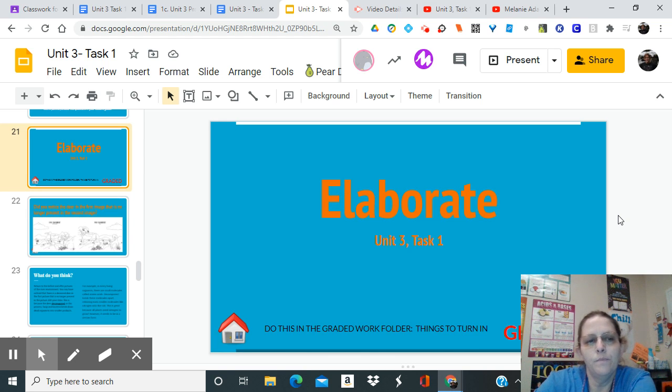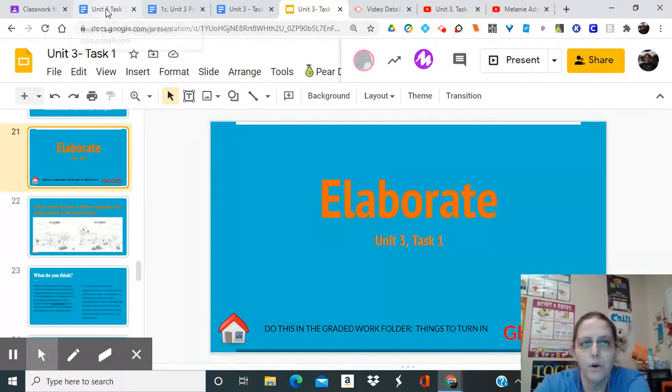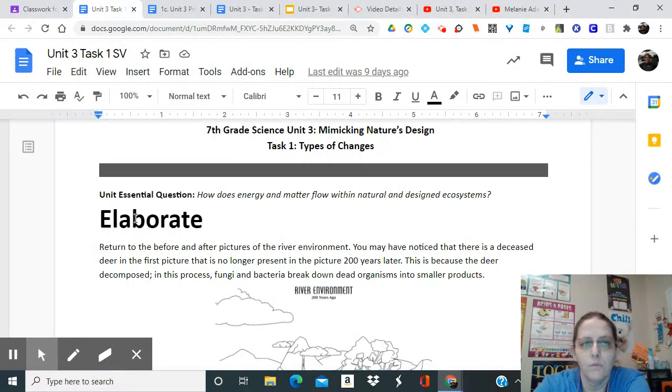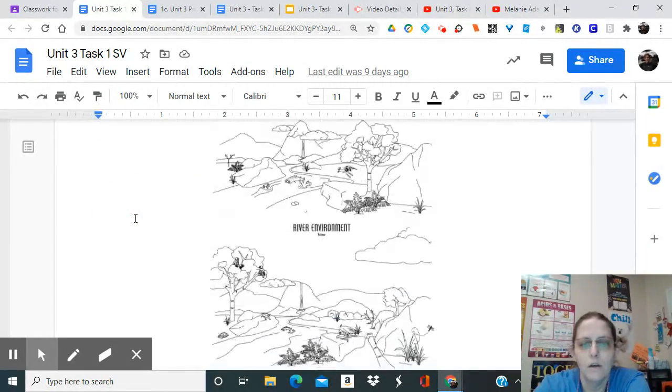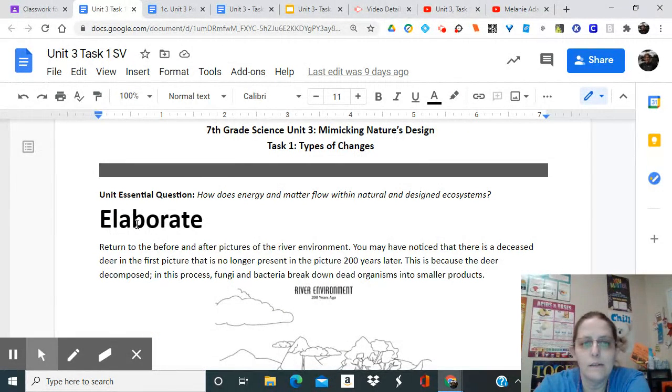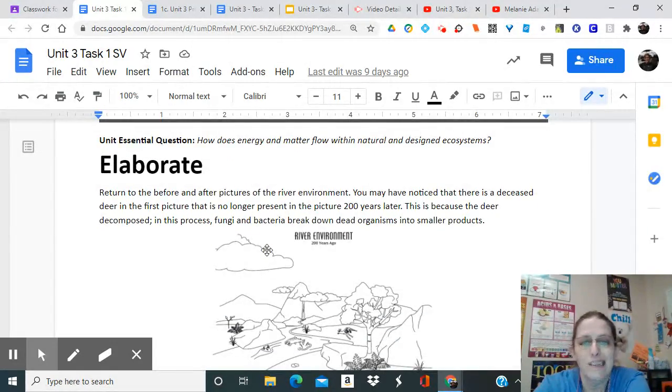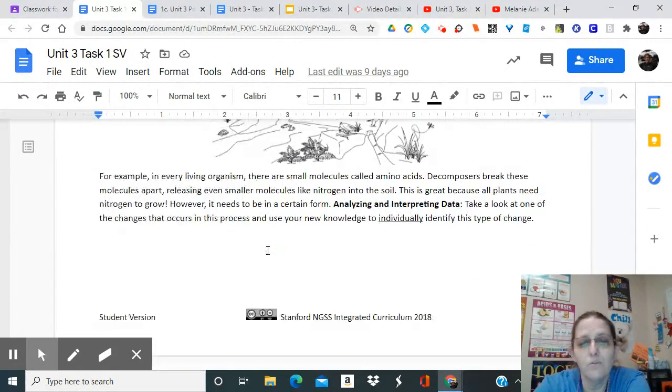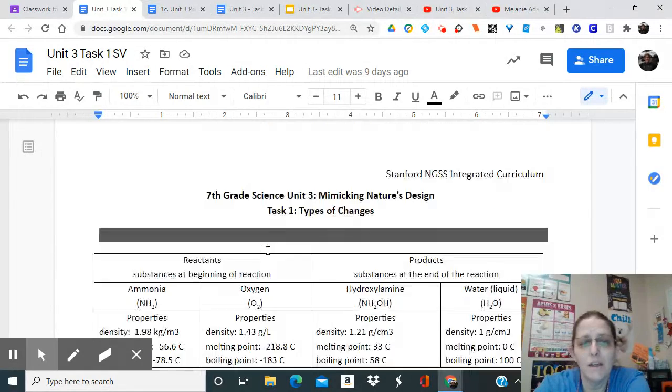Hey there. So this is the elaborate section of Unit 3, Task 1. This is a graded assignment. So please do this in the graded work folder called Things to Turn In instead of your Task 3 student worksheet. You can, however, do it in there. Just please copy and paste it into the other assignment as well, so I don't have to go looking for it. I would really, really, really appreciate that.